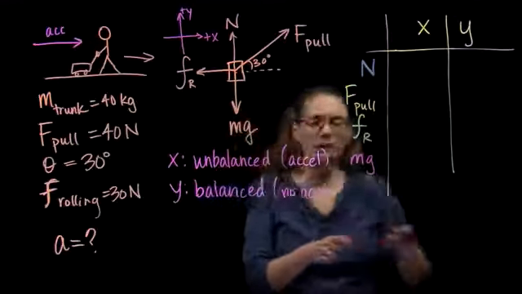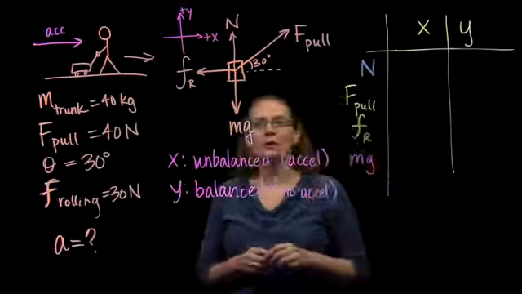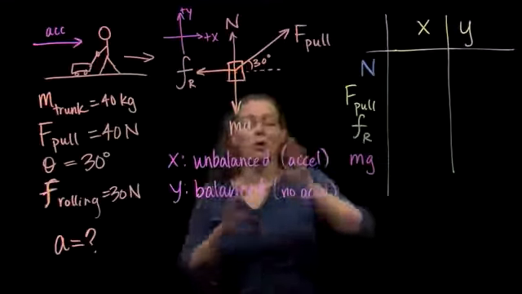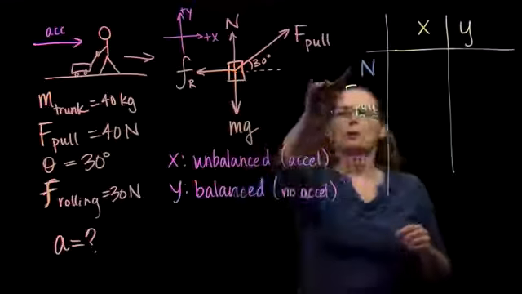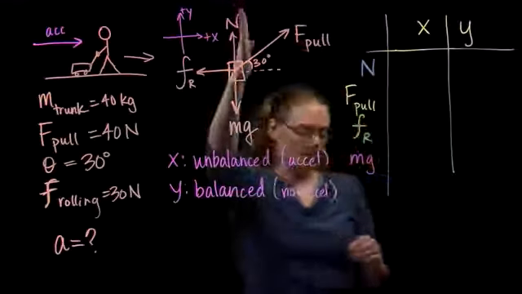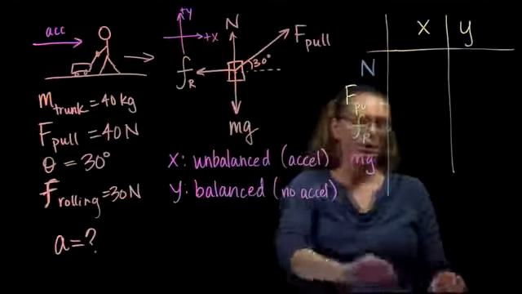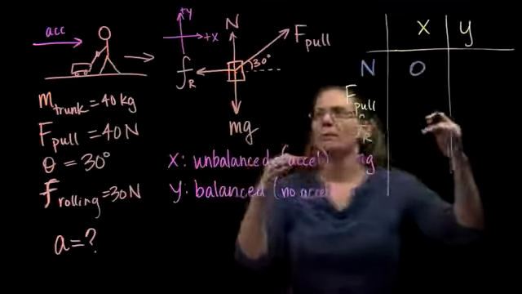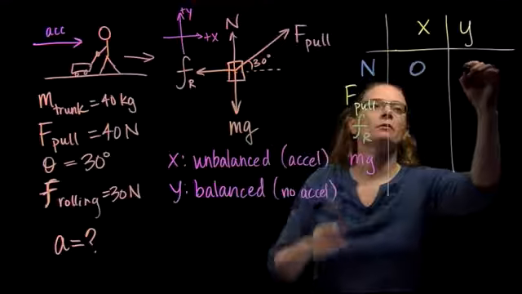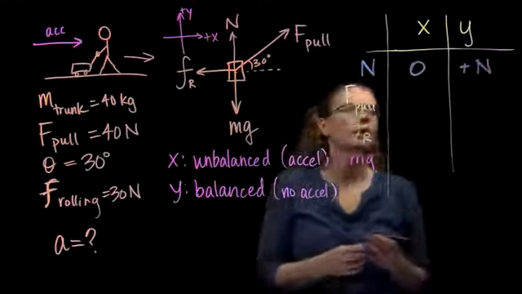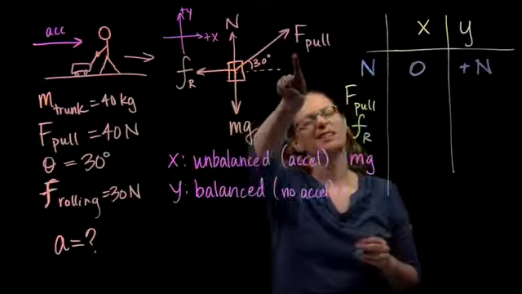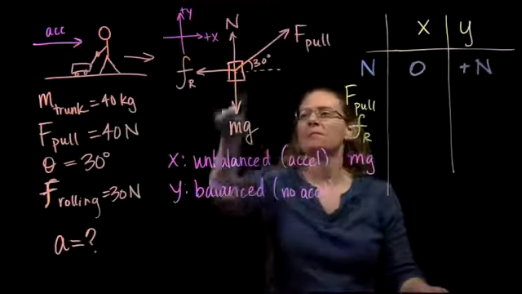Okay, so for each of these 4 forces, we need to figure out if they're in the horizontal direction, the vertical direction, or both. So the normal force, well, that's pointing straight up. So the normal force has no left-right component, there's no horizontal component, and it's going in the upwards direction, so we have a positive normal force in the y direction. The pulling force, oh man, let's skip that one for now. Let's do the easy ones.